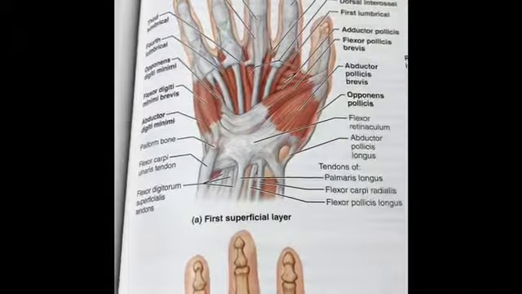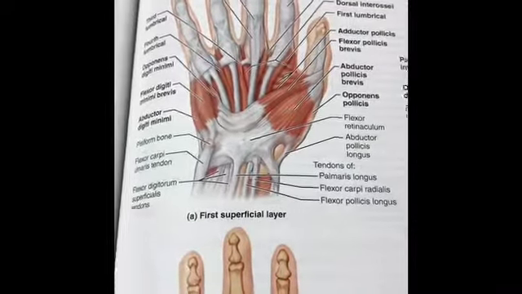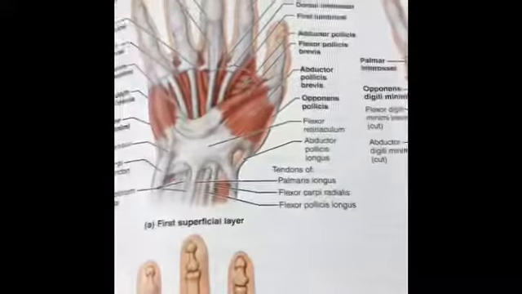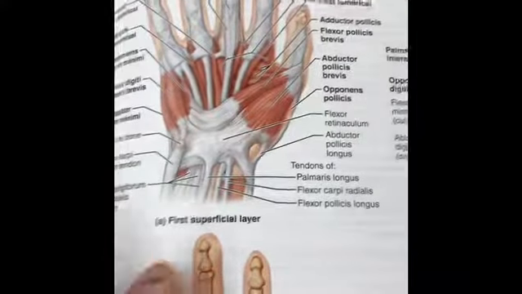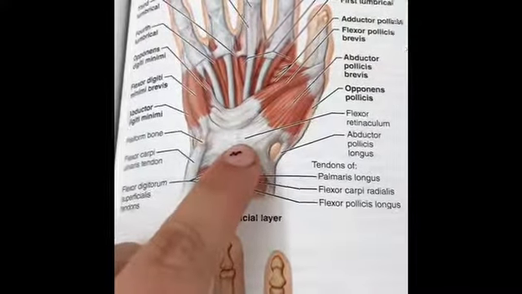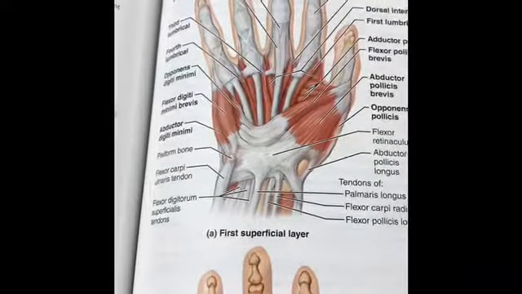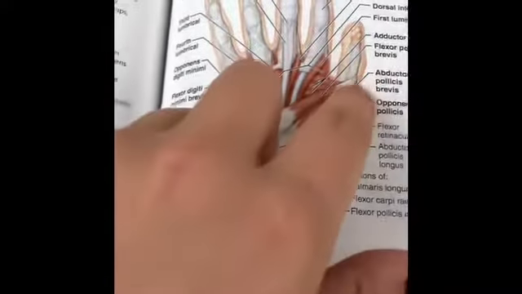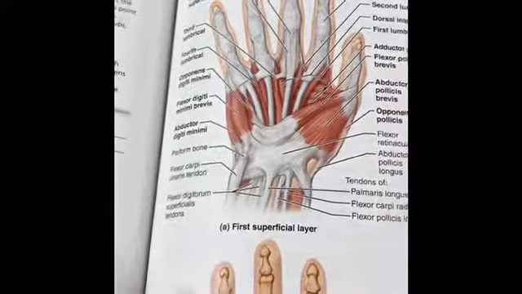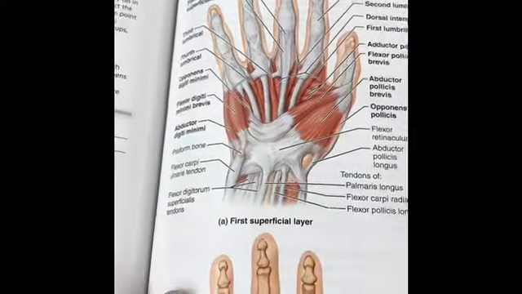The final muscle of the hand is the abductor pollicis brevis, which is here. The origin is the flexor retinaculum and nearby carpals. The insertion is the lateral base of thumb's proximal phalanx, and this muscle abducts the thumb.